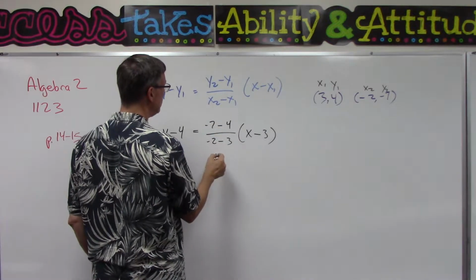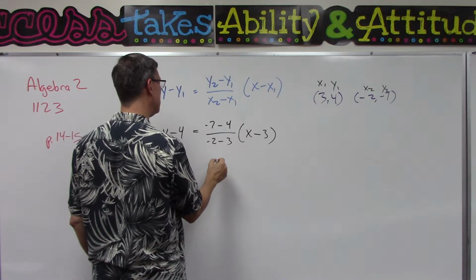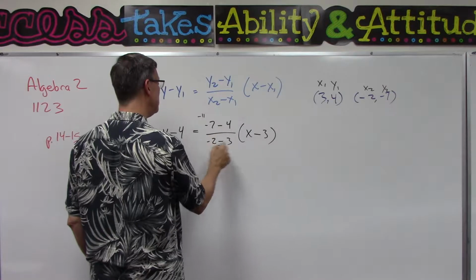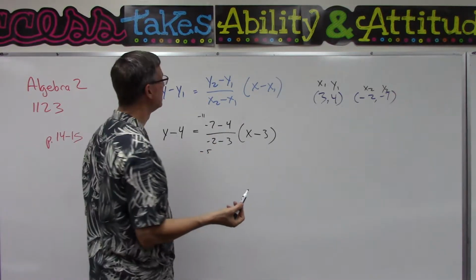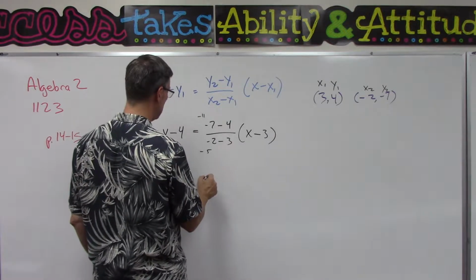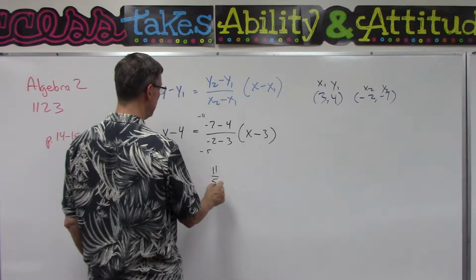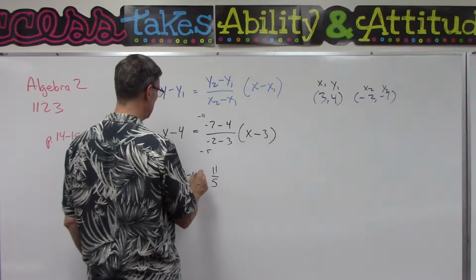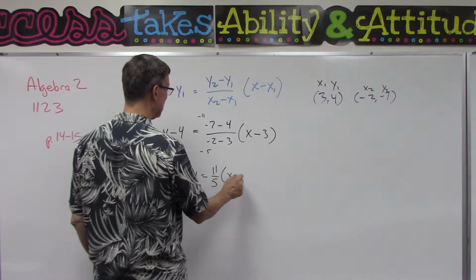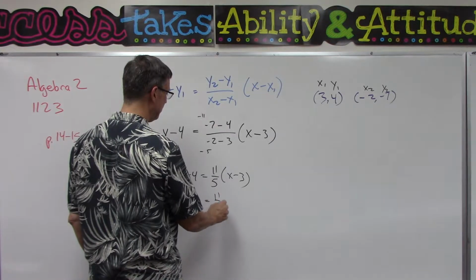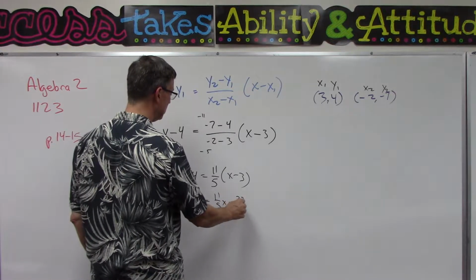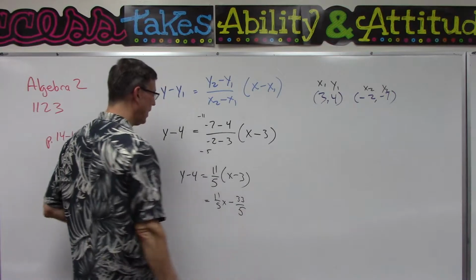This we can reduce. This becomes a fraction. It looks like negative 11 and negative 5, which negative divided by negative is positive. So 11/5 times x minus 3. And then we'll distribute this out. 11/5 x minus 33 over 5.